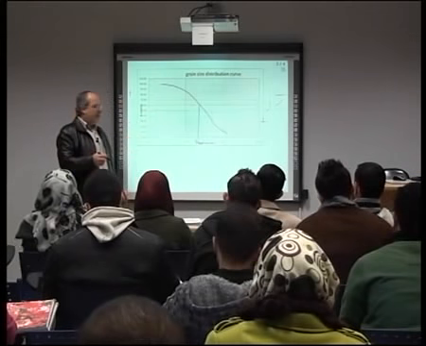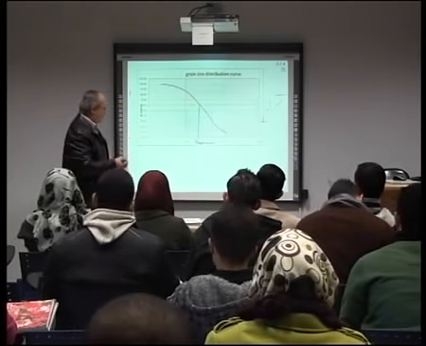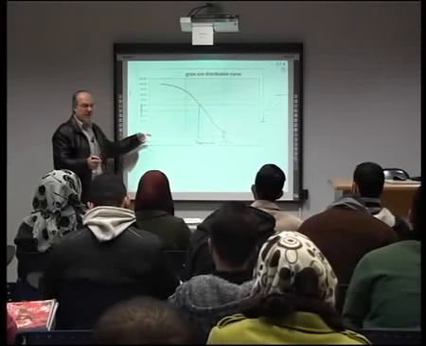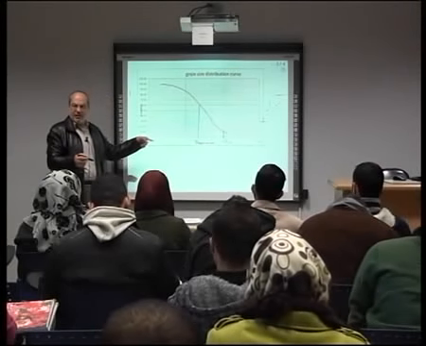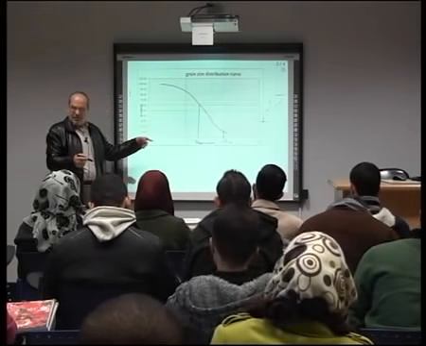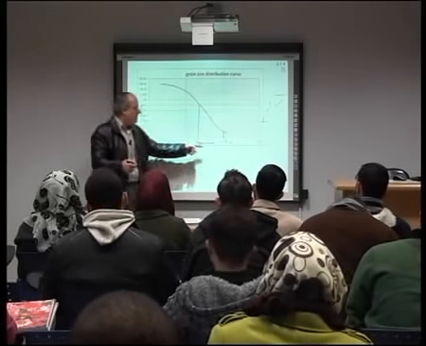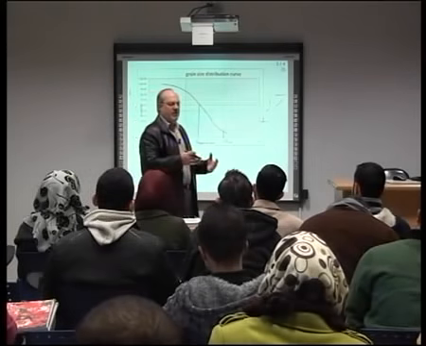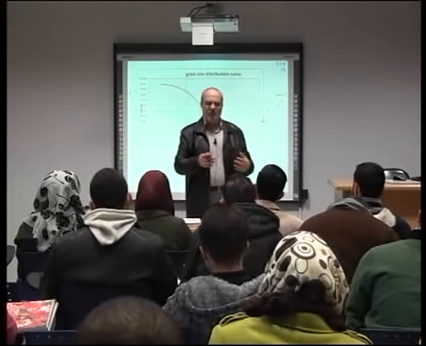Okay? Now what is D10? D10 is the diameter through which 10% of the sample passes. Okay? So we have D60 over D10, which is CU.